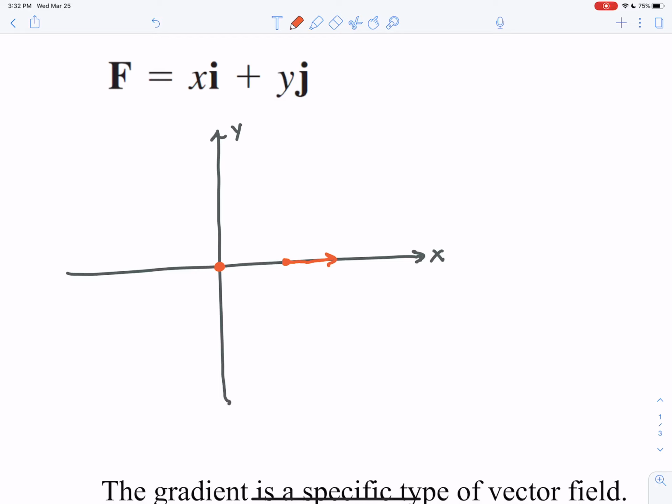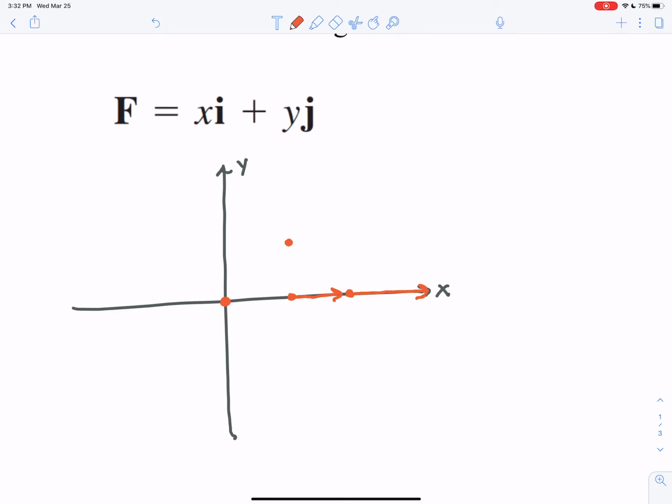We can try the point 2, 0. So that would be something that looks like this. So here's 2, 0. That would be, again, 2 in the i direction, 0 in the j. So that's the same direction, but twice the magnitude. Let's try the point 1, 1. So here's, let me try that better. So here's 1, 1. So that would be 1i plus 1j. So that's something that looks like that.